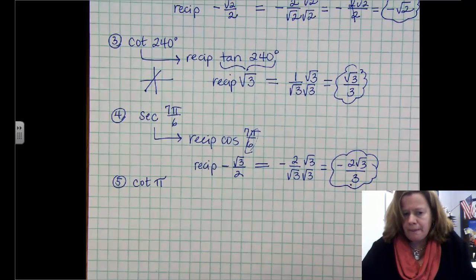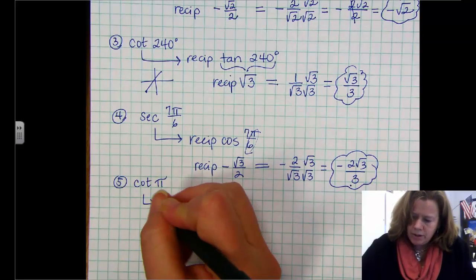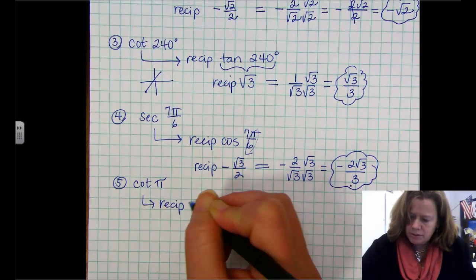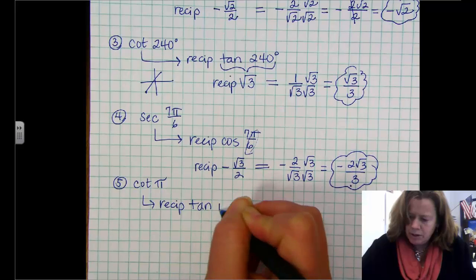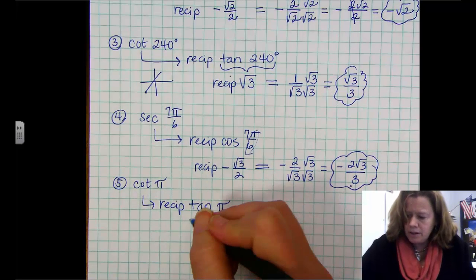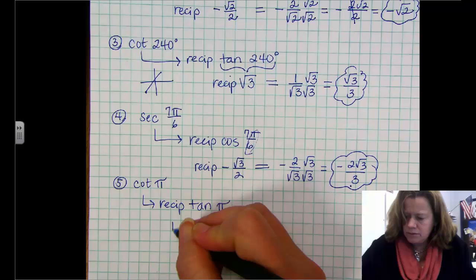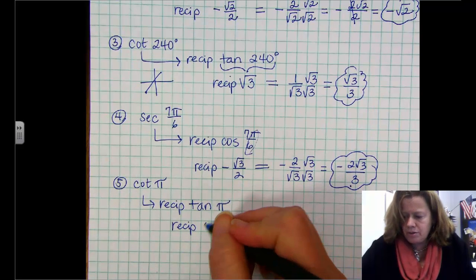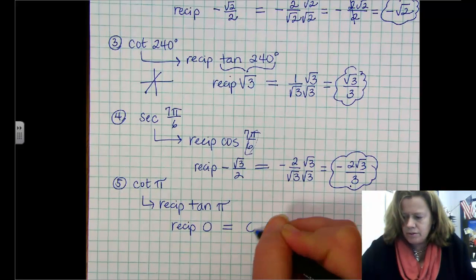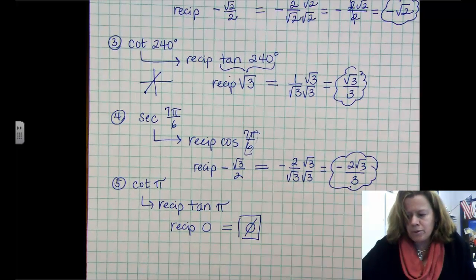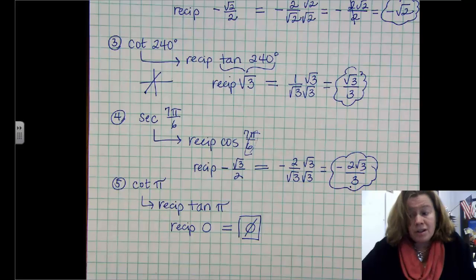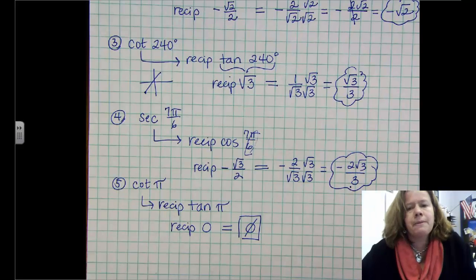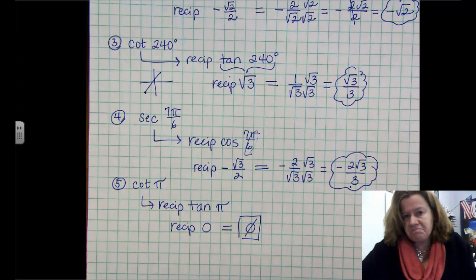Okay. Cotangent of pi. Well, that's going to be the reciprocal of the tangent of pi. Pi is 180. So I'm looking for the reciprocal of the tan of 180. Well, tan of 180, that's slope 0. The reciprocal of 0 is undefined. Cotan of pi is undefined. And that's really all there is to it. If you know your unit circle values well, flip them, clean them up, and boom, you're done.